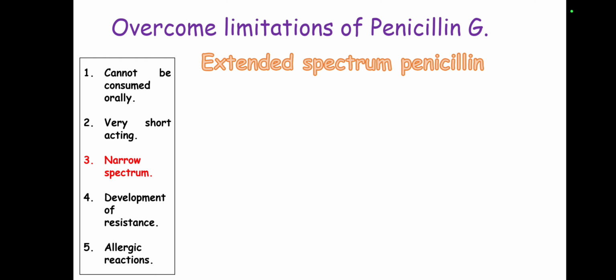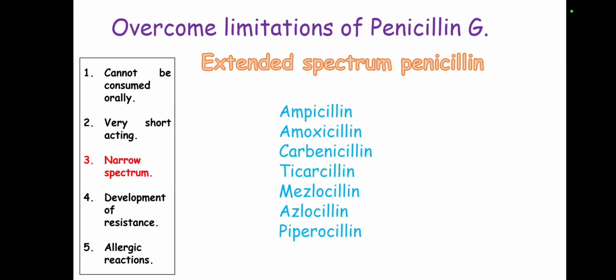Now the examples of drugs are ampicillin, amoxicillin, carbenicillin, ticarcillin, mezlocillin, azlocillin, and piperacillin. And you can remember the names of these drugs by the mnemonic ACT MAP. Okay. So what all these drugs are doing, they are not only effective against gram positive bacteria, but they are also effective against gram negative bacteria.